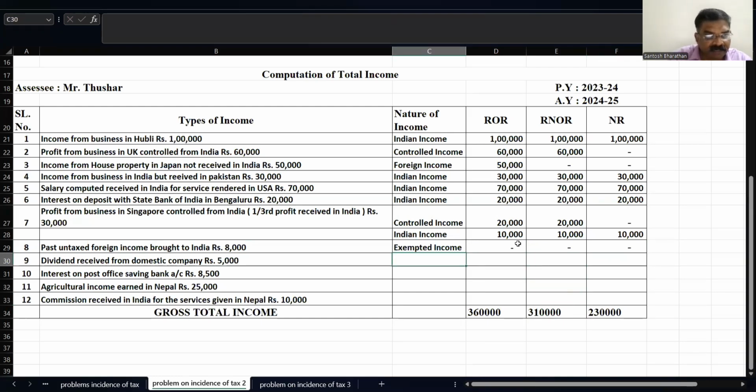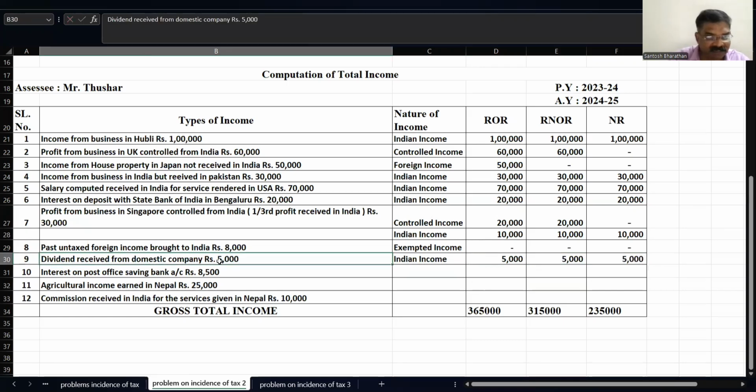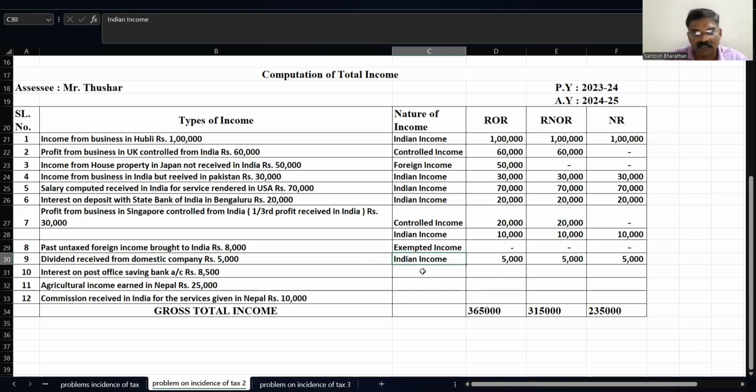Next. Dividend received from a domestic company, rupees 5,000. See, any dividend received in India is taxable in all the three cases, we treat that as an Indian income, and 5,000 is taxable in all the three cases. So I mention it, okay, I'll copy it. Domestic means in India, dividend. I hope, children, you understand the meaning of a dividend. From the share, we get a dividend either quarterly or half yearly or yearly. So that dividend, if we treat it as received in India, we treat it as an Indian income and it is taxable in all the three cases.